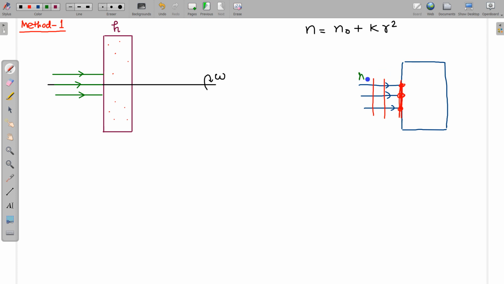Since n is increasing as we are moving away from the axis, so if n increases then speed decreases, so this point will move further, but this point will be left behind. So the shape of wavefront will be something like this. Now the wavefronts will move something like this. And if we plot, ray will be perpendicular to these wavefronts and ray will take shape something like this. Rays are moving something like this.